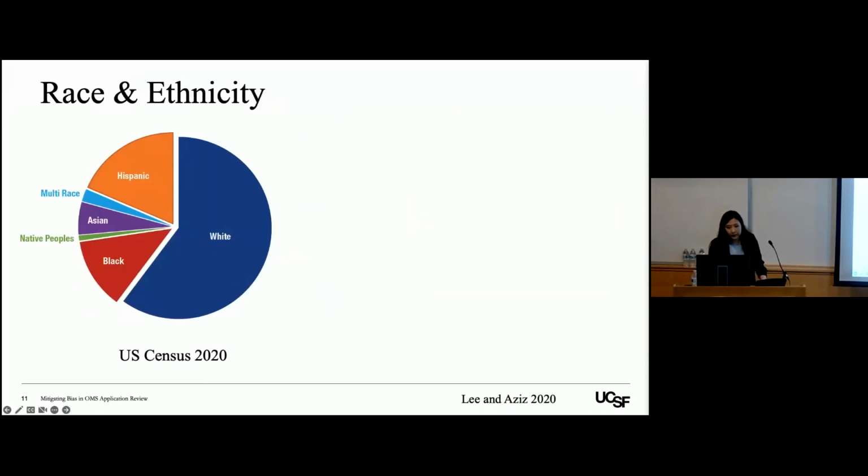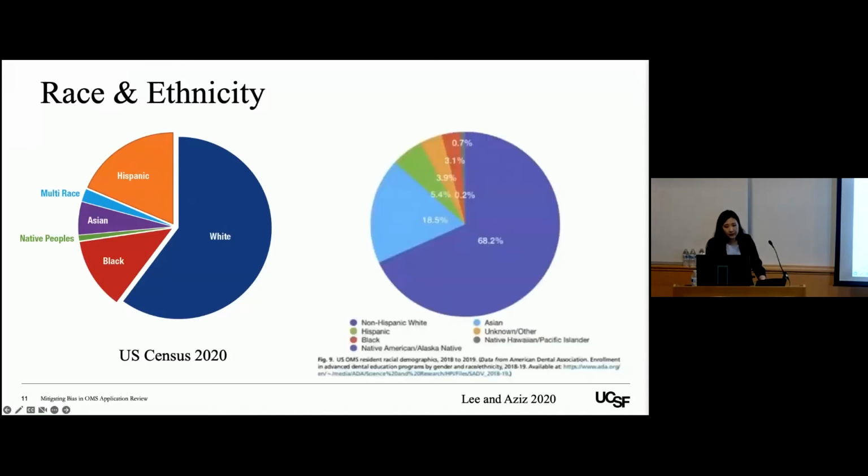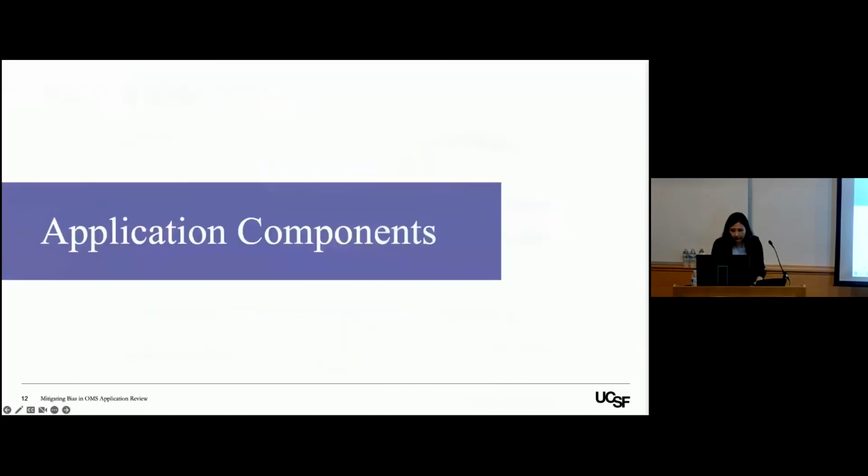And we also have a slide on race and ethnicity. On the left, with the US Census from 2020, we're looking at the US population by race. And on the right, we're looking at the racial demographics of OMS residents who enrolled in 2018 to 2019. Black, Hispanic, and Native American groups roughly make up about a third of the US population, but only 9% are physicians. And as we can see on the right picture for OMS demographics, whites and Asians are clearly overrepresented, and we need to change this.